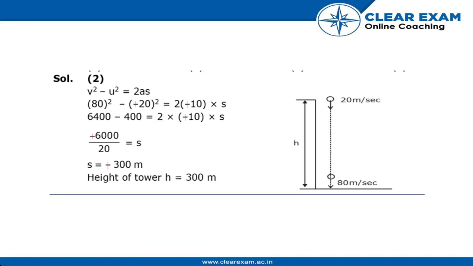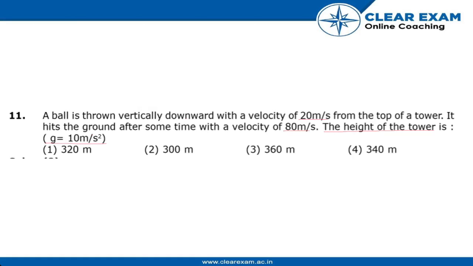To solve this question, we will simply use the equation of motion v square minus u square is equal to 2as. Since we are given v square, u square, and we also have a, we can find the value of s, or the height of our tower. V is given as 80 meters per second, u is given as 20 meters per second.